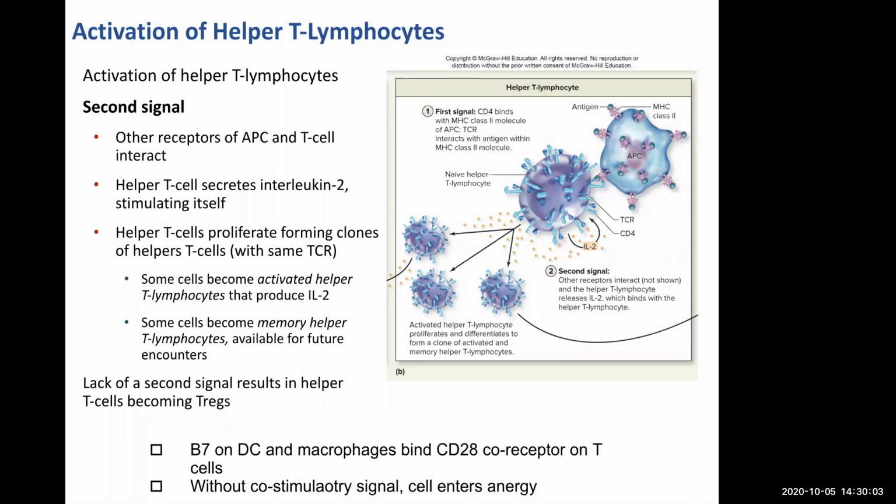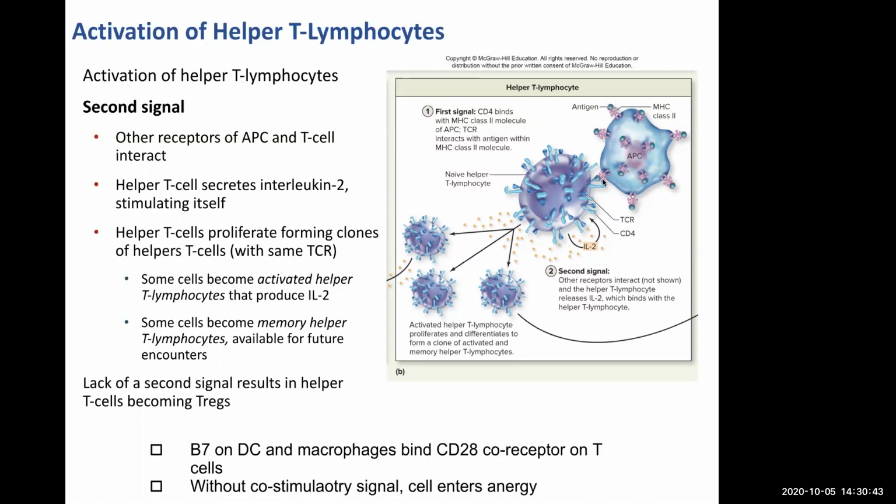So one molecule is called B7. You find B7 on the surface of the professional antigen presenting cells. And B7 binds a molecule called CD28, which is found on the T cells, on the T helper cells. And so it's during this, again, going back to this first signal by which you have the T cell receptor recognizing and binding its antigen in the context of MHC class 2 that's presenting it, right? And MHC2 on the antigen presenting cell, and then CD4 stabilizing it.